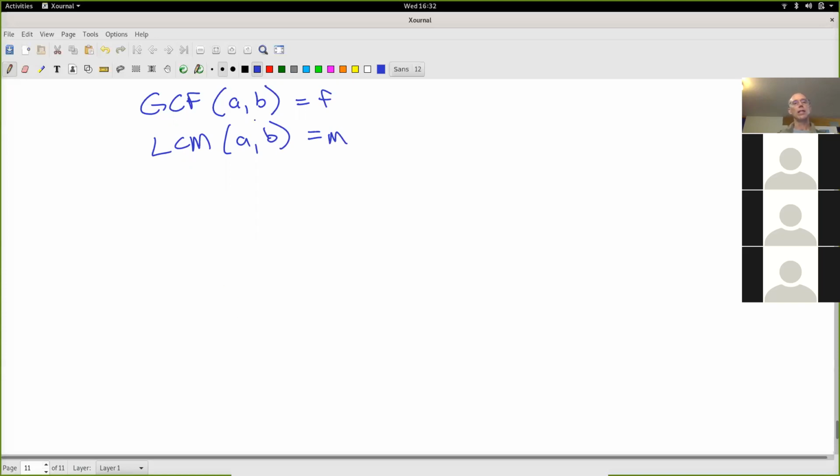And the interesting thing is the way they share the common prime factors, we get the following result: if you take A and you multiply it by B, then you get the same thing as taking the GCF and multiplying it by the LCM. Right? So we could write that out more explicitly. A times B is the same thing as the GCF times the LCM.